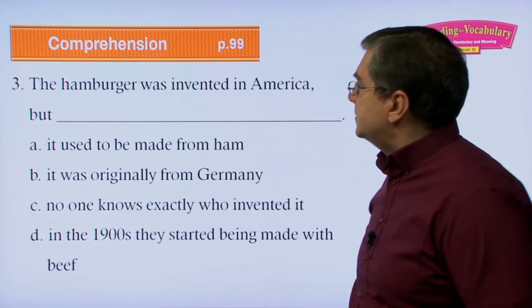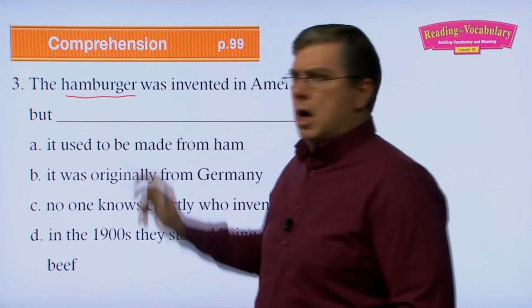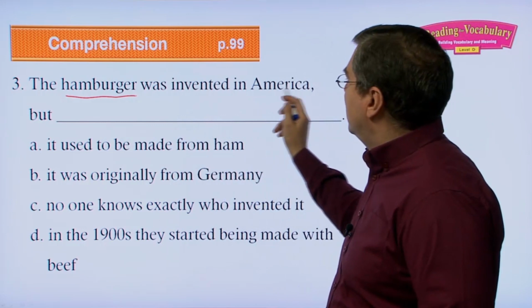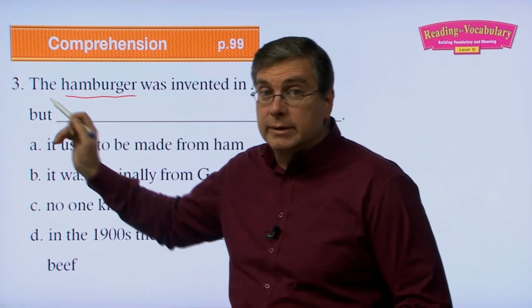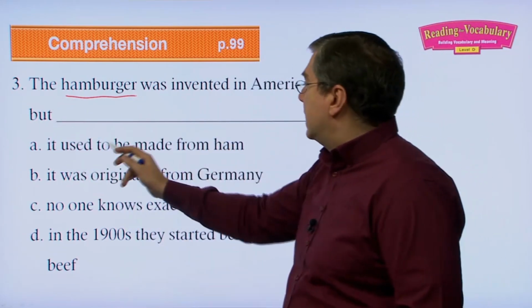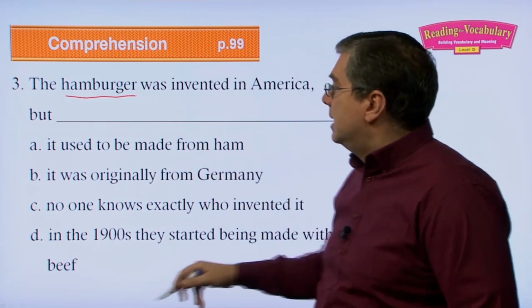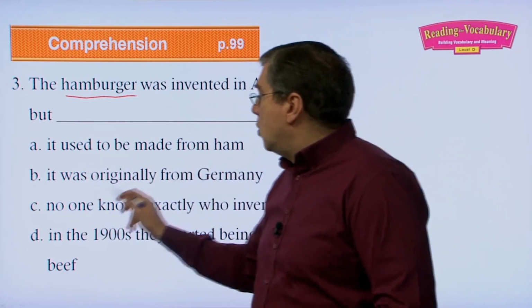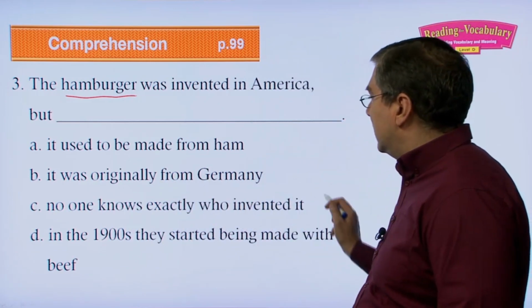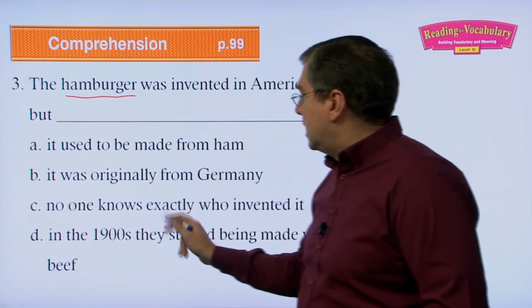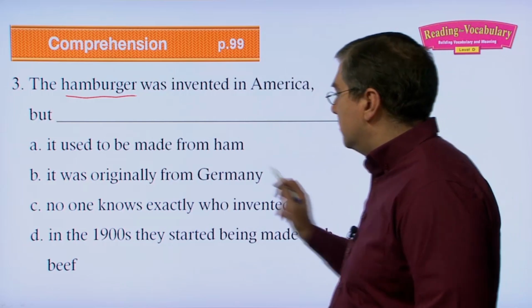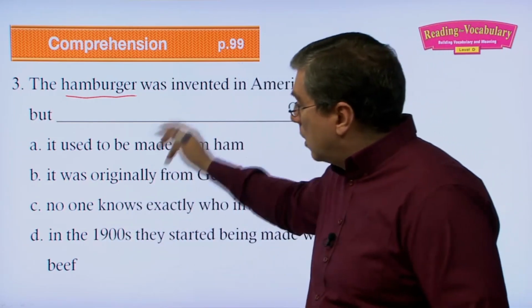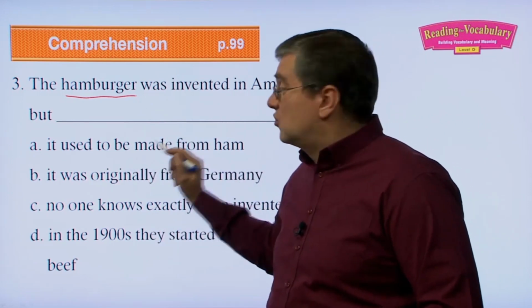Okay, next one. The Hamburger, from Hamburg, Germany. The hamburger was invented in America, but what? A, it used to be made from ham. B, it was originally from Germany. C, no one knows exactly who invented it. D, in the 1900s, they started being made with beef. Okay, now what did the reading passage say? Well, according to the reading passage, which is true?